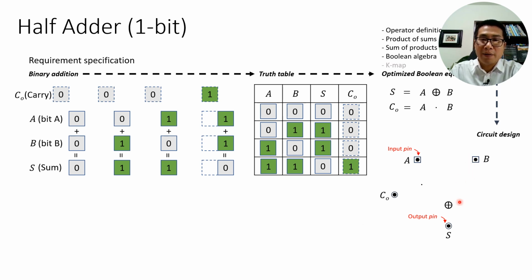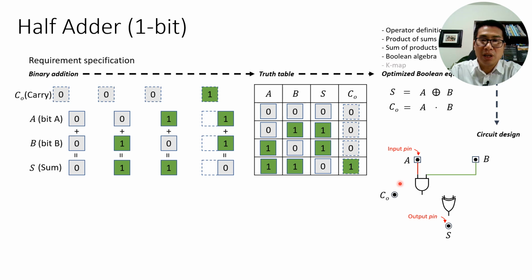Then we still have the exclusive OR operators and the AND operators over here. We'll just replace them with logic gates. So this is the logic gate for the AND operator. This is the logic gate for the exclusive OR operator.